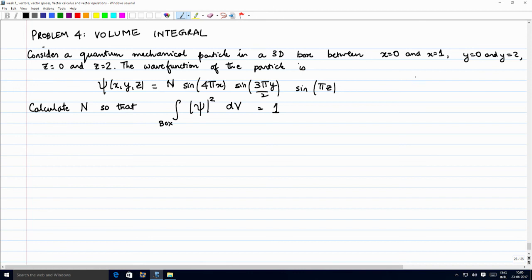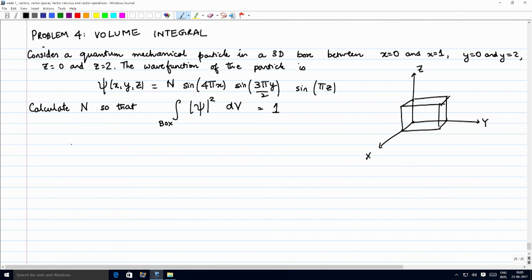So, let me pictorially show the box. So, what you have is something like this. If this is x, this is y, this is z, then your box goes from x equal to 0 to x equal to 1, y equal to 0 to y equal to 2, and z equal to 0 to z equal to 2. So, this is your box. This is what the box looks like. So, what you are doing is integrating over this entire box, so now integrating over the volume.